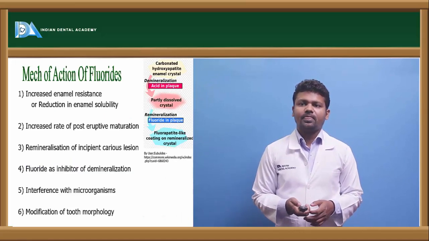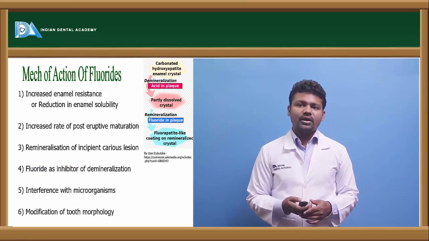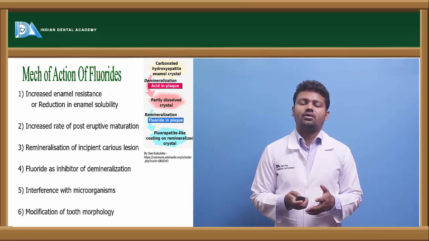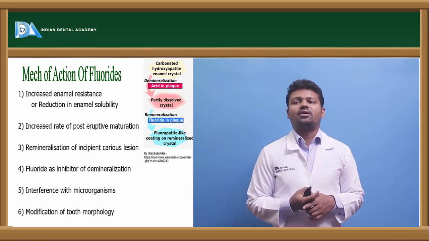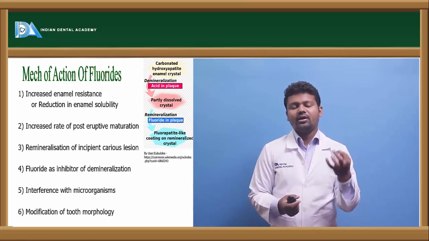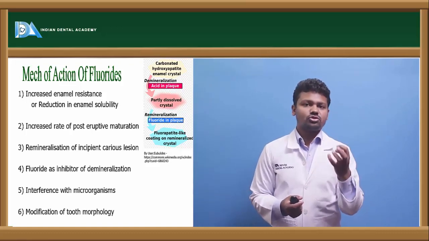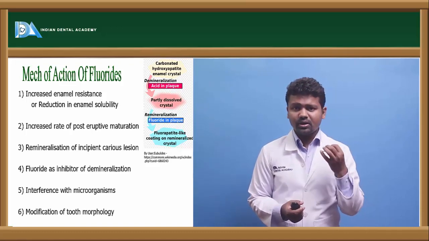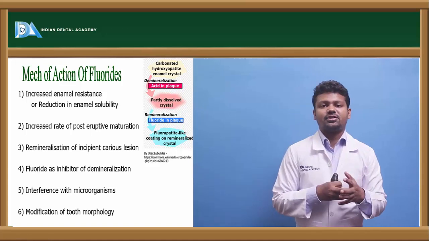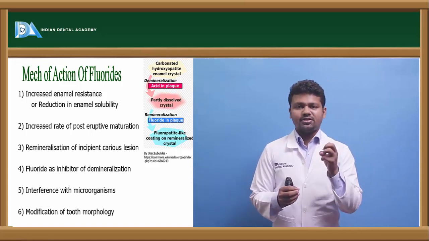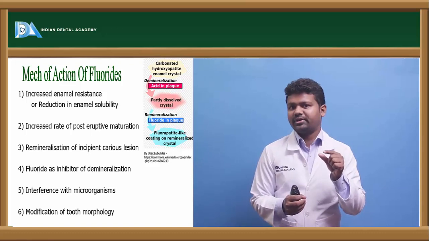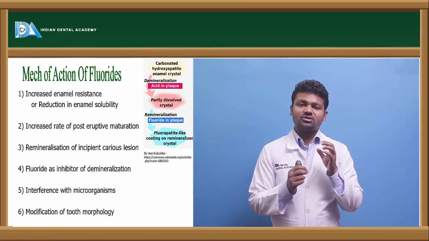diffusion technique. Coming to the most important, again it is a long note and viva question, mechanism of action of fluorides. First is increased enamel resistance or reduction in enamel solubility. What happens? Our enamel is mostly composed of calcium, and when this fluoride comes in contact with it, it forms calcium fluoride. Now these calcium crystals are called hydroxyapatite crystals. These are very small in size.